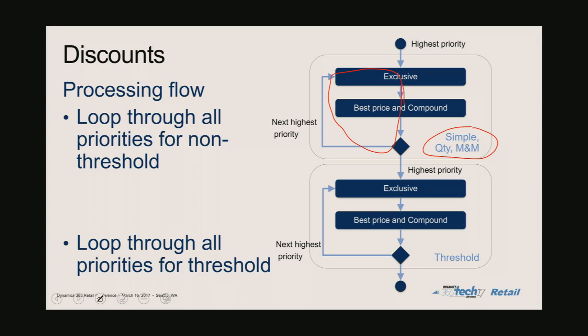Does that make sense? The one exception that I talked about: there's one item, you loop through the top, you get one compound discount, then you come down to the thresholds. If you had a compound threshold, we will apply it. That's kind of the only time that threshold interacts with the non-threshold.